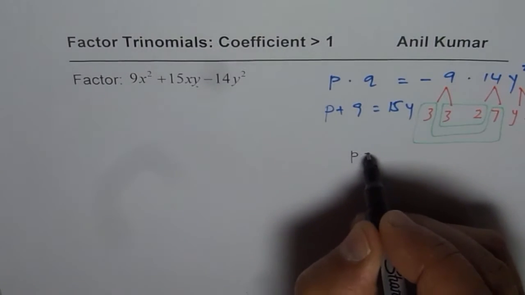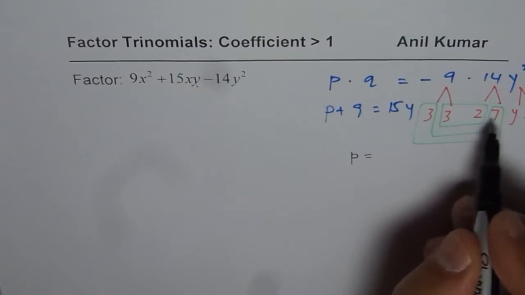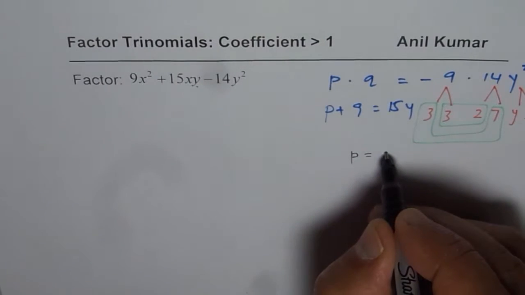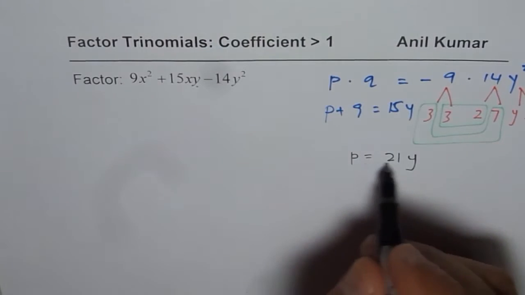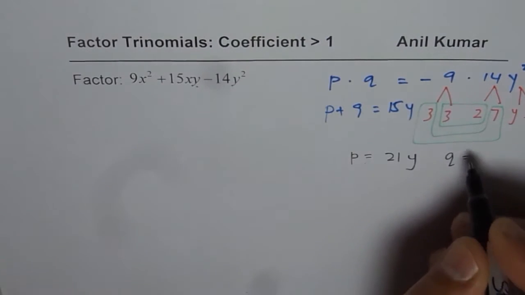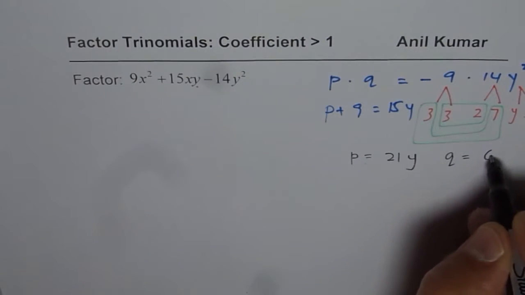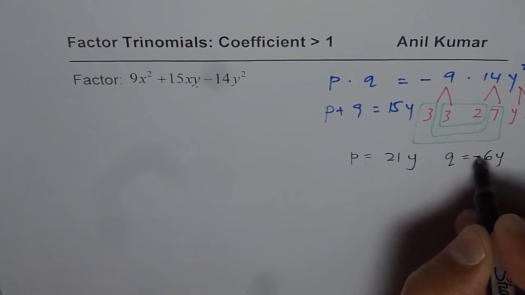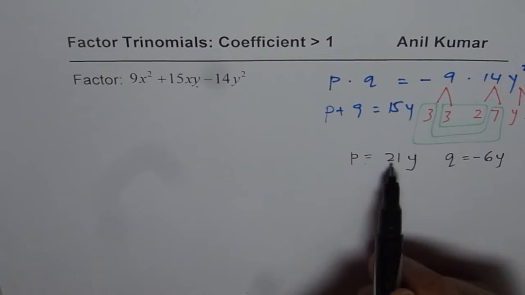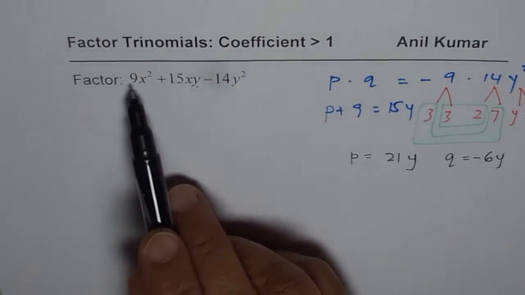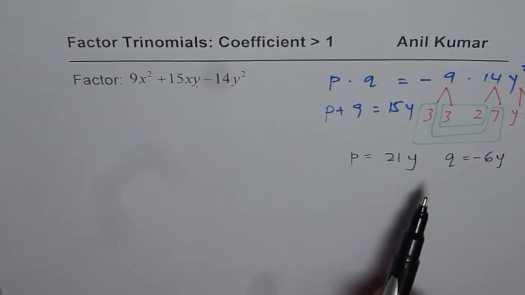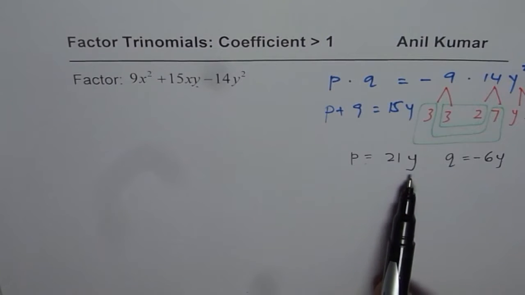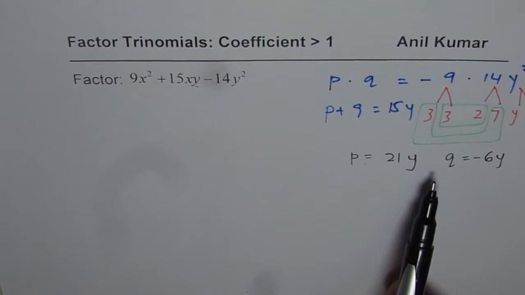So we have the terms. Now p should be equal to 3 times 7, which is 21y, and since we need this as positive, this will be positive, and q will be 3 times 2, 6y, and this should be negative, right? When you multiply these two, you get a product which is negative 9 times 14y squared. You get an idea. That is the kind of work which helps us to quickly get the answer.